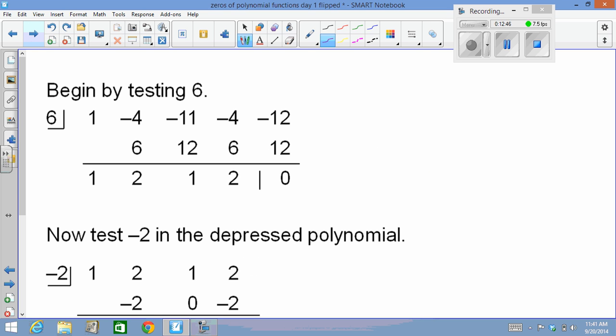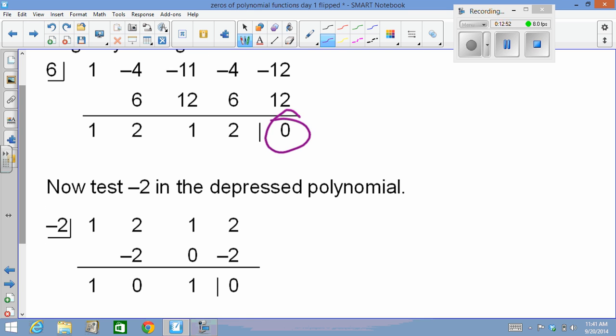So if I were to check some of those, if I substitute a 6 in, I'm going to find that my remainder is 0. And again, I'm going to use the depressed polynomial. So I'm going to take these coefficients and use them down here so that I don't have to go back to the original. It saves me some time.